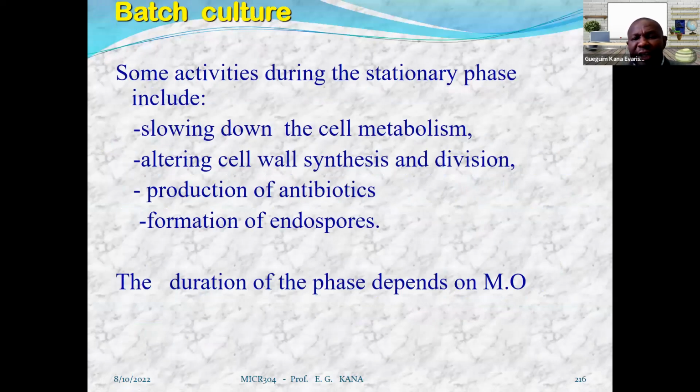Okay, just again to refresh your mind, during the stationary phase, you have a slow metabolism, right? You have a slow metabolism, and cells are actually producing a number of antibiotics or antimicrobials as well as endospores. And the length of that phase will depend on the type of microbes you are dealing with.